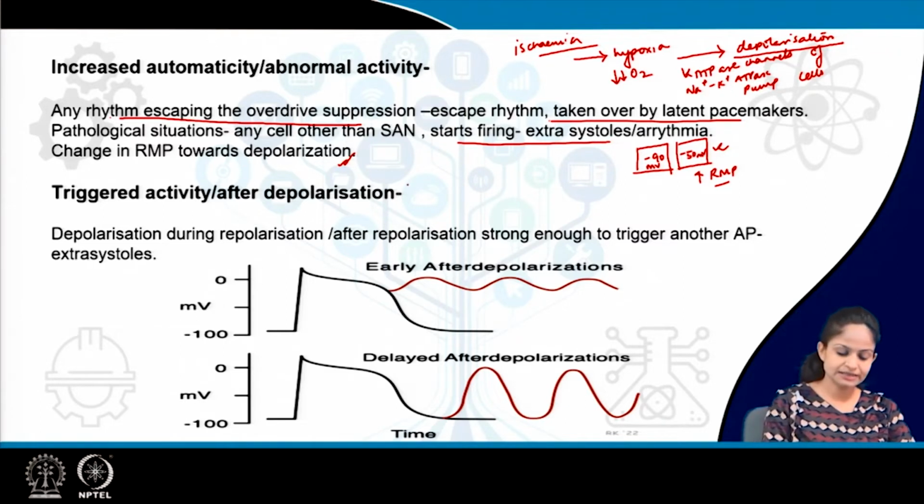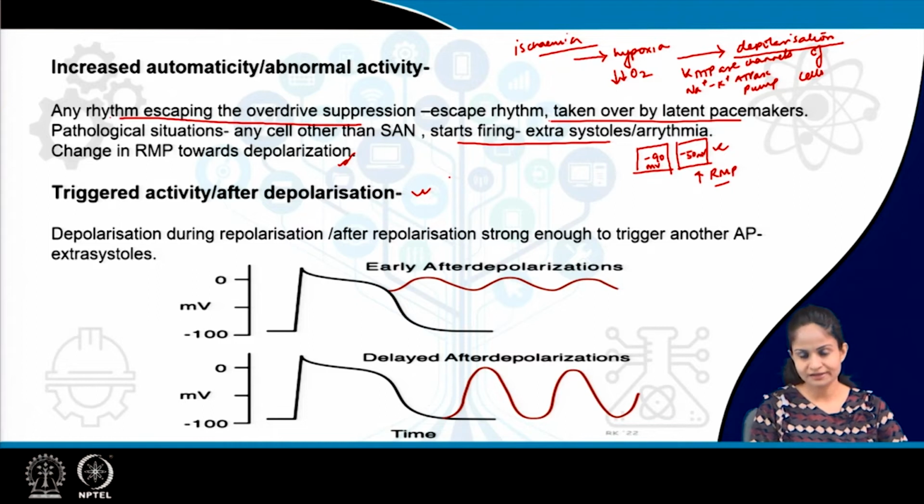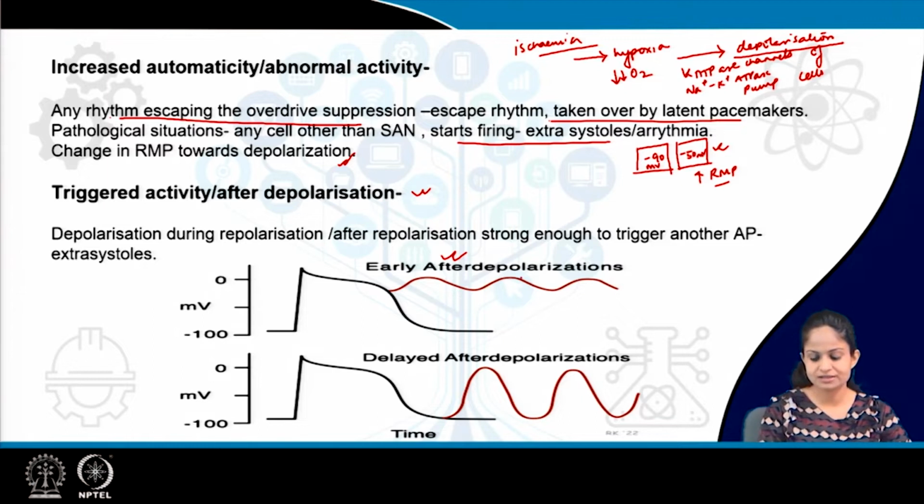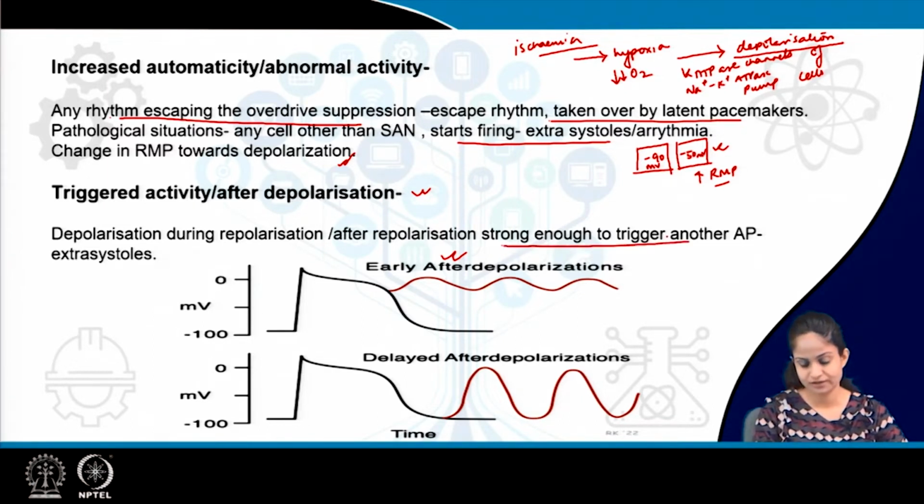The same thing happens in case of triggered activity or afterdepolarization. Afterdepolarization per se is not after depolarization; it means the depolarization is occurring after or during the repolarization phase. Now, as we have already come across the terms absolute refractory period and relative refractory period, in early afterdepolarization the depolarization occurs during the late repolarization, that means during the late refractory period. At that time, a strong stimulus is enough to trigger another action potential.